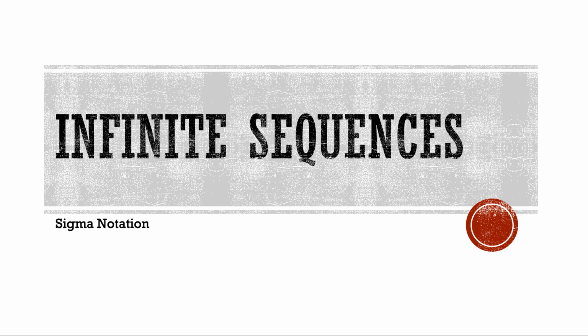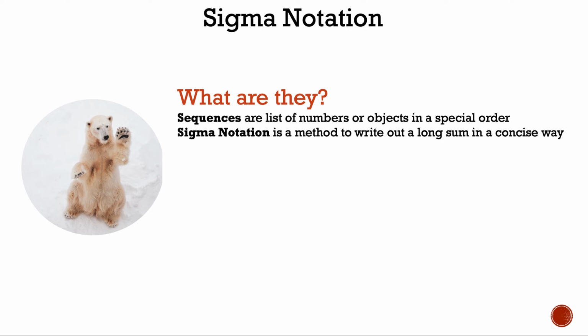Infinite sequences, sigma notation. What are they? Sequences are a list of numbers or objects in a special order. Sigma notation is a method to write out a long sum in a concise way. Why? Helps with repeated addition.